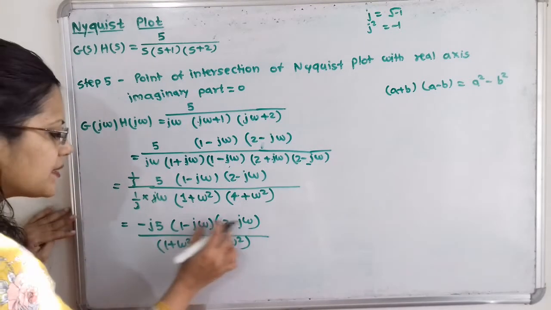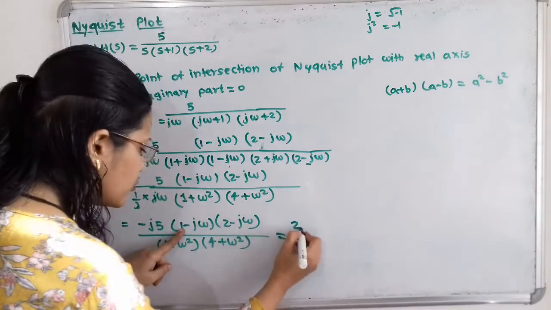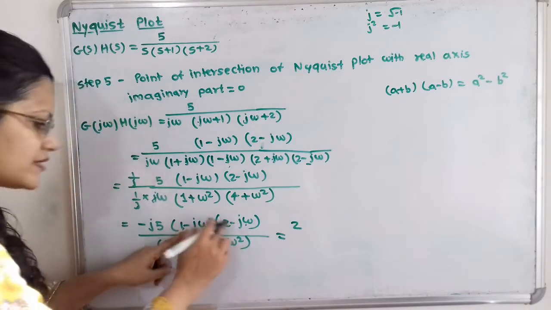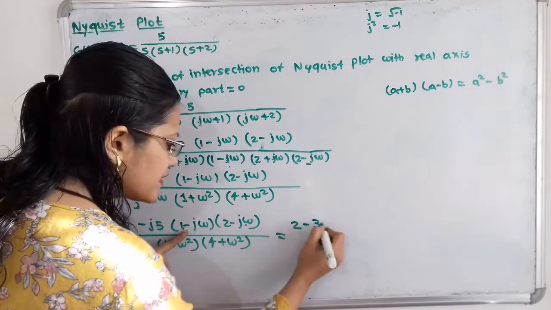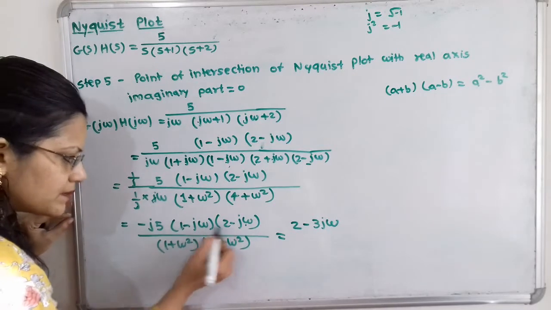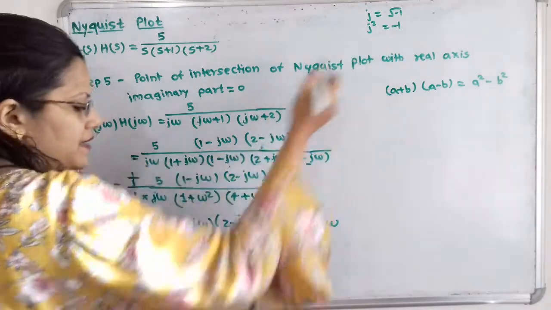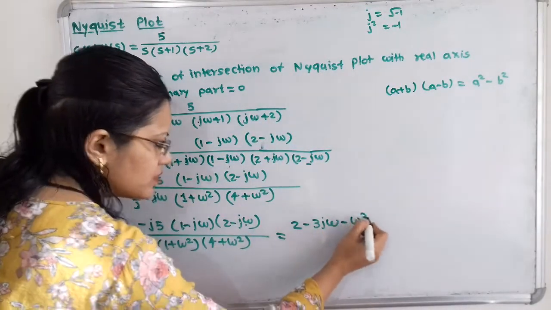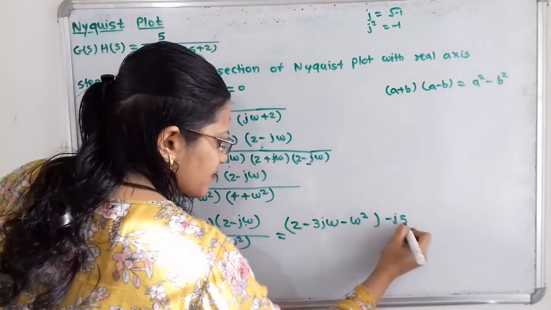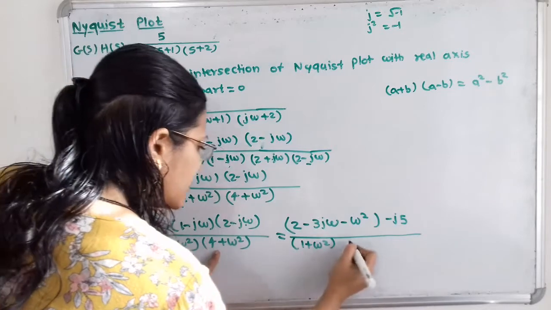So I will first multiply these two brackets. How to multiply? 1 multiplied by 2, that is 2. Then 1 multiplied by minus j omega, that is minus j omega, minus 2j omega. So this total is minus 3j omega, and minus into minus will become plus j square omega square. So j square is minus 1, so again minus omega square term is there. So bracket complete. Outside the bracket we have to multiply with minus j 5 divided by the denominator as it is. In the denominator all the real part is there.